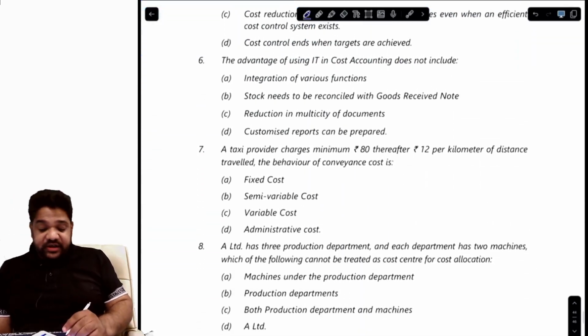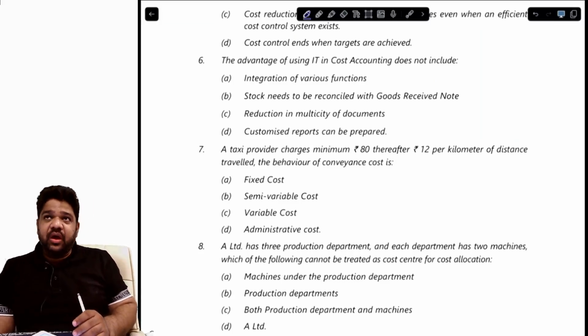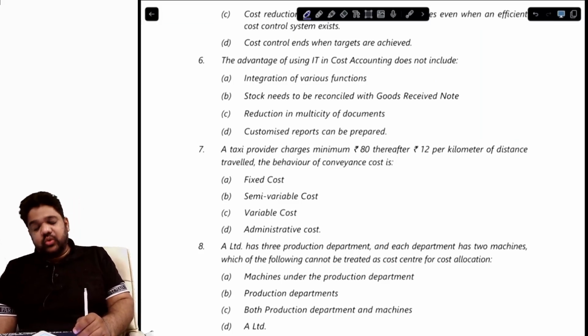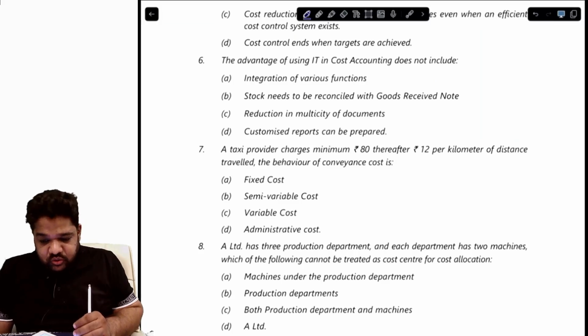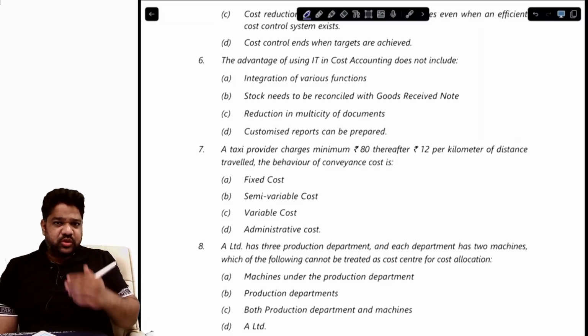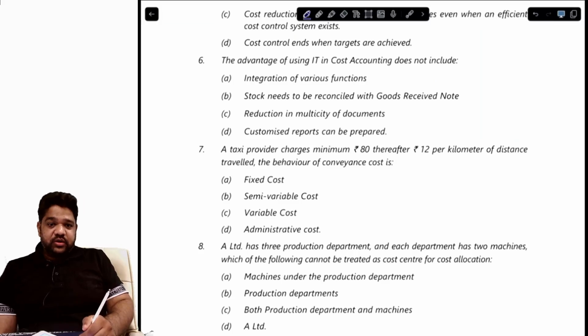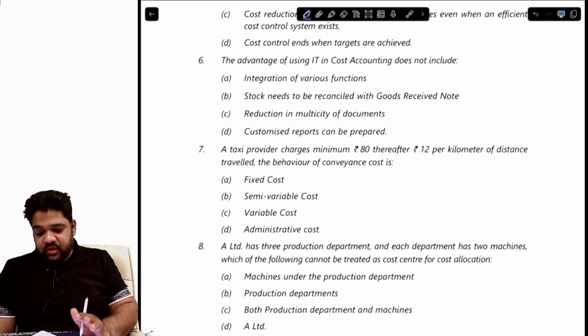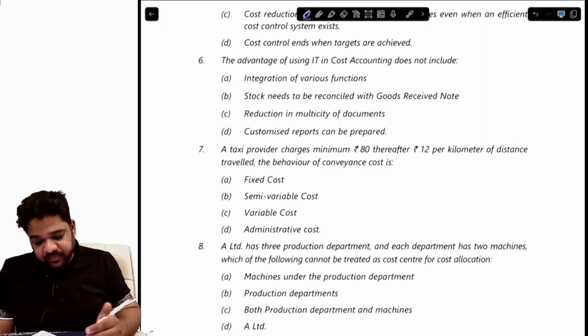Then the advantage of using IT in cost accounting does not include. Now this is a vague kind of MCQ. So if I was a student, how would I approach this? So it is an advantage of using IT. But they are saying it does not include. So it does not include what?